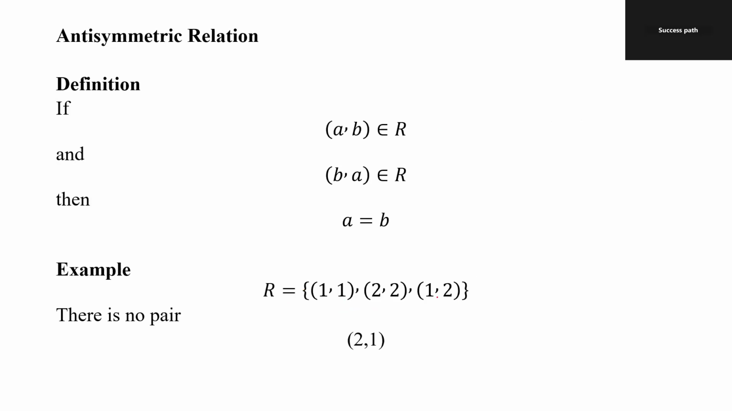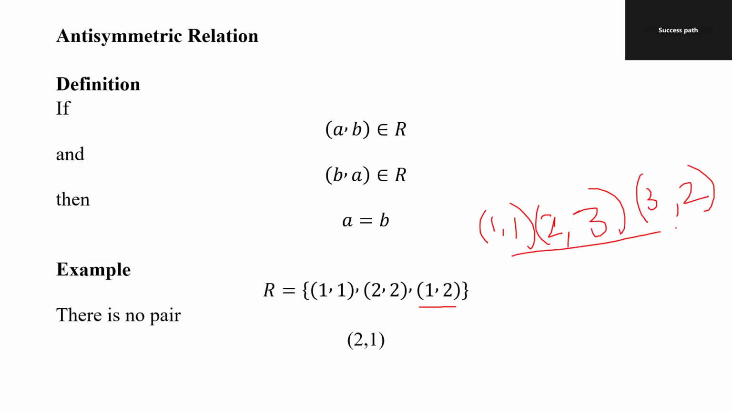Antisymmetric is the opposite term. If (1, 2) is there, then (2, 1) won't be allowed. Suppose I give you (1, 1), (2, 3) and (3, 2), this is symmetric. It is not antisymmetric.